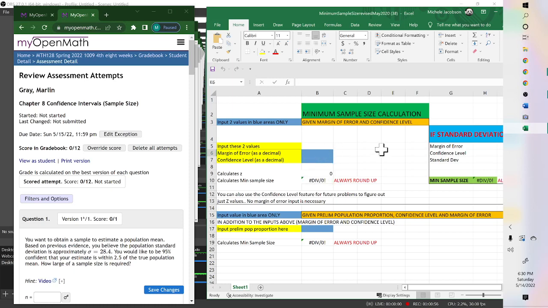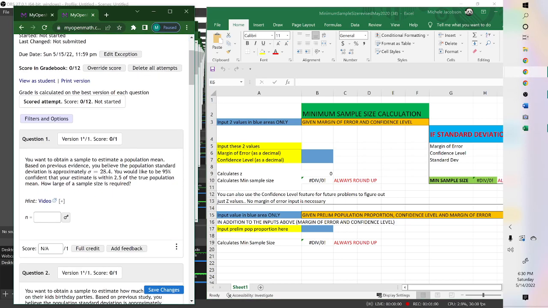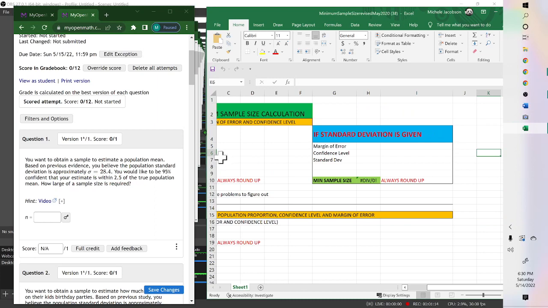So I'll go over one of each at least. So we look at number one. You want to obtain a sample to estimate the population mean. Based on previous evidence, you believe the population standard deviation to be this. So, well, that means we're using the one on the right because we were given standard deviation. You would like a 95% confidence and estimate to 2.5.